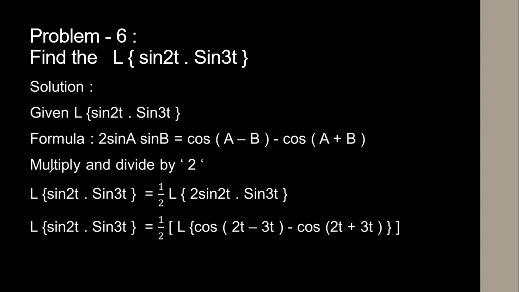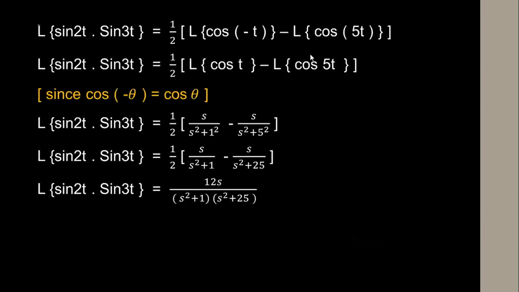So I've multiplied and divided by 2. After that, the 2 is kept inside and the 1 by 2 is kept outside. So apply the formula for this internal function. Cos of 2t minus 3t is nothing but cos of minus t. Cos of minus theta is nothing but cos theta only, so cos of minus t is nothing but cos t only. And cos of 2t plus 3t is cos 5t.